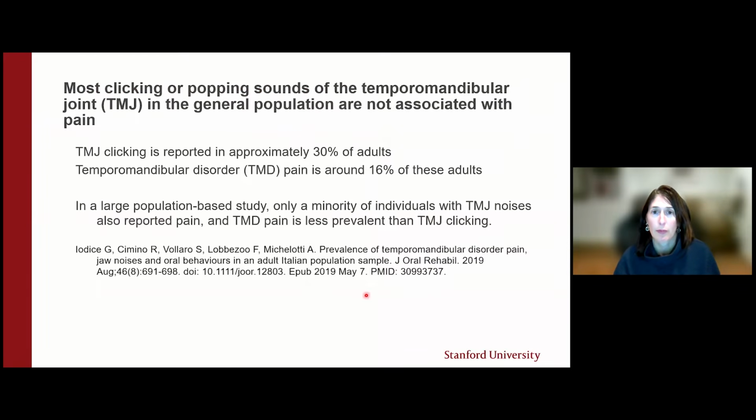Most clicking or popping sounds of the joint are not associated with pain. So in some studies, about 30% of adults report clicking or popping, but only about half of those patients report pain associated with that clicking. So if it's not painful, it's usually not a problem.